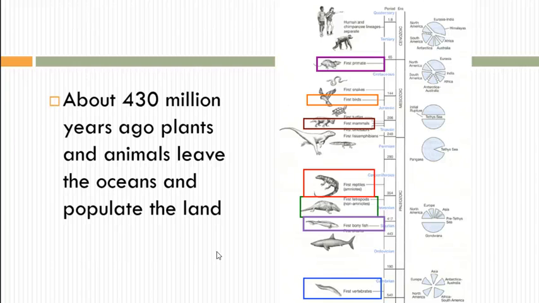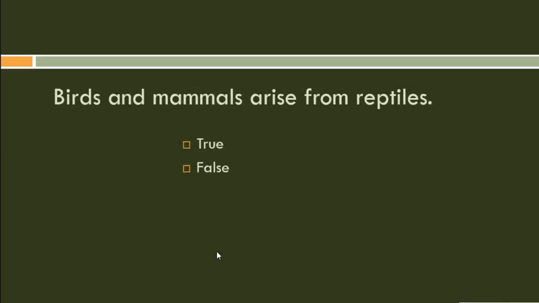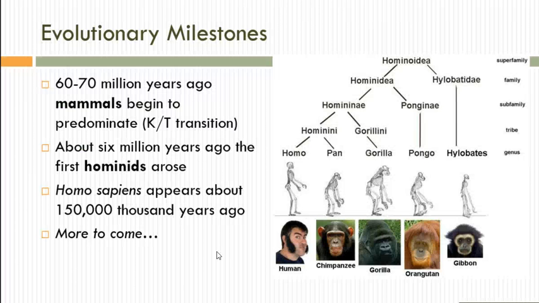Okay, so here's your next one. Birds and mammals arise both from reptiles. That is false. I just said that birds are from dinosaurs. Dinosaurs evolved from reptiles. Mammals evolved from reptiles. So it's dinosaurs and mammals that evolved from reptiles.